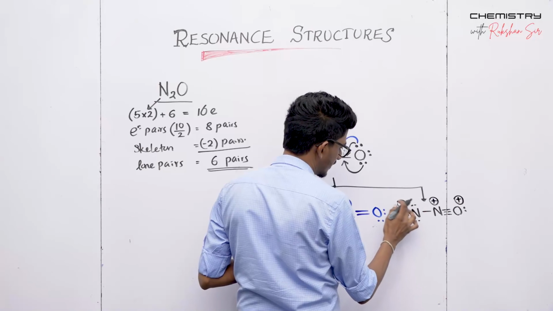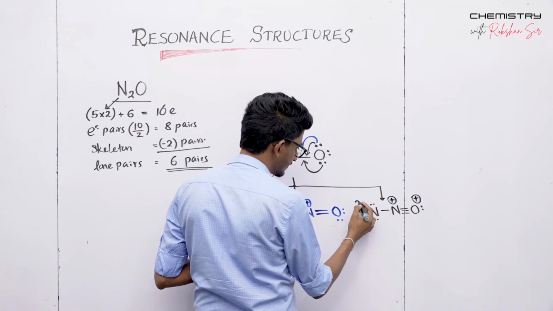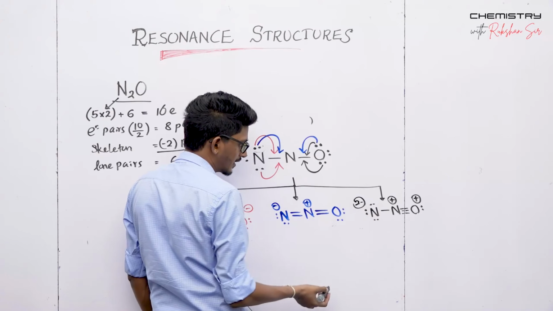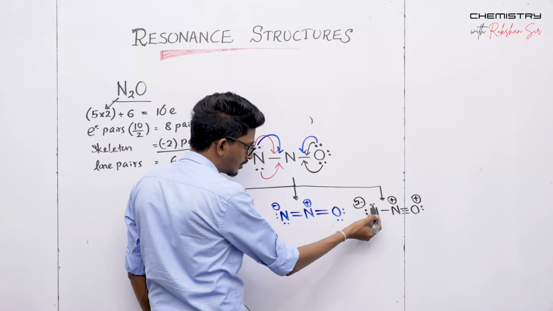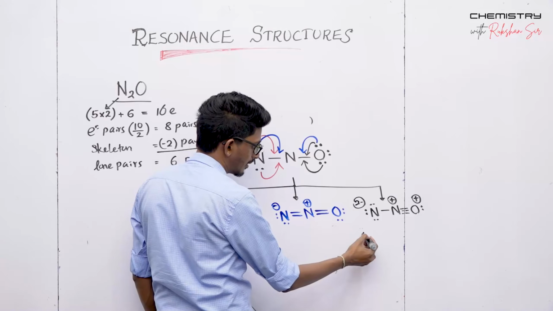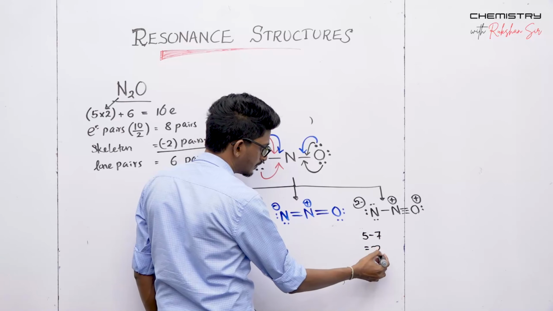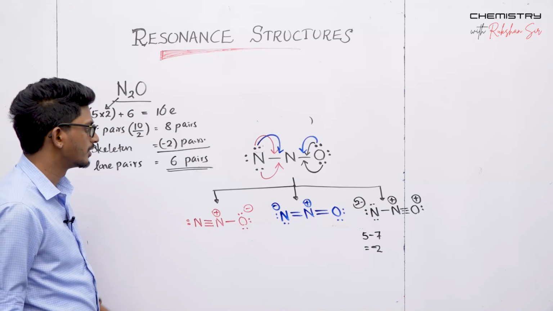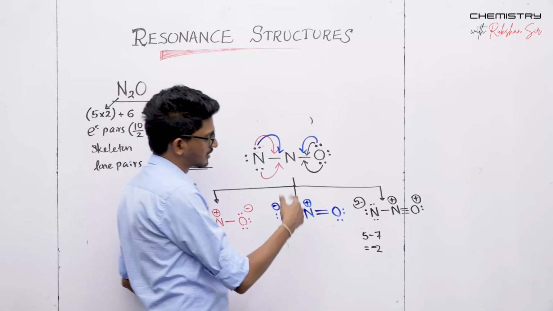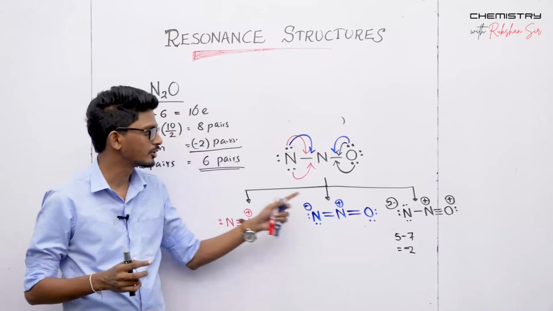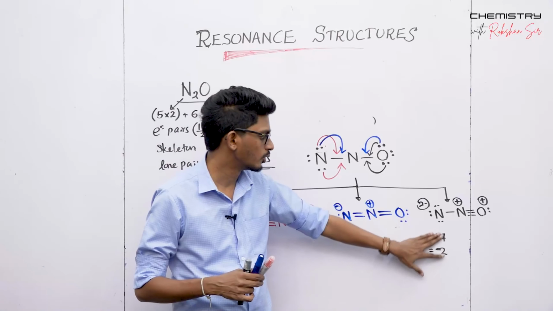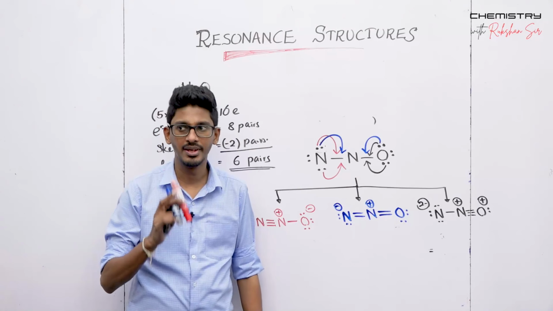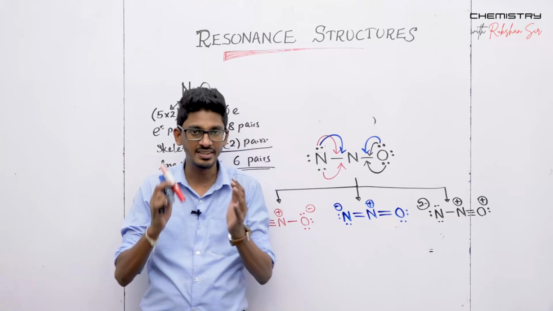Charges would look like this: 2 minus here, because a neutral nitrogen should have 5 electrons, but now you have 1, 2, 3, 4, 5, 6, 7. You have allocated 7 electrons. 5 minus 7 is minus 2. That is how the minus 2 charge is obtained by the nitrogen. So these are 3 acceptable Lewis structures one can draw for the same N2O molecule, for the same skeleton.